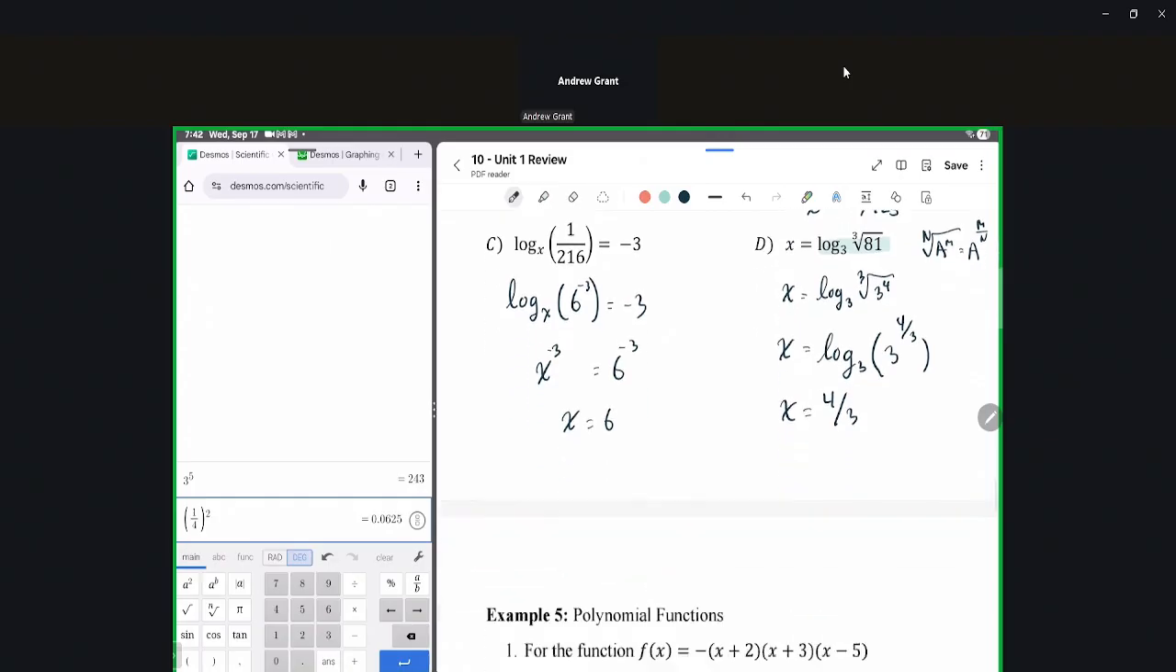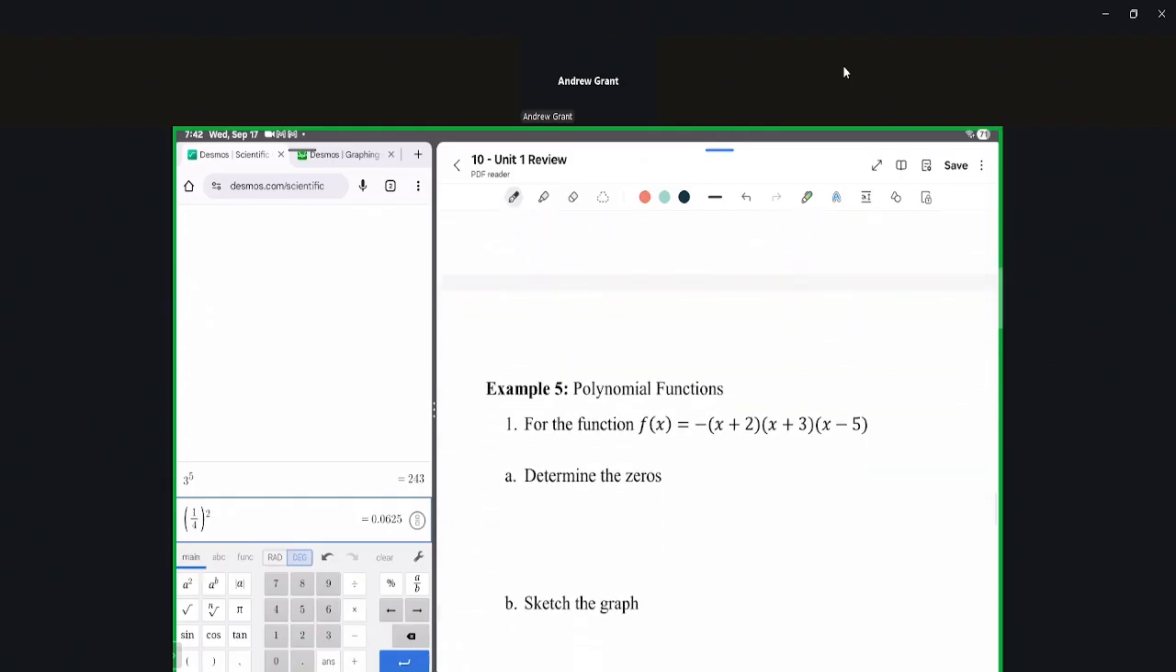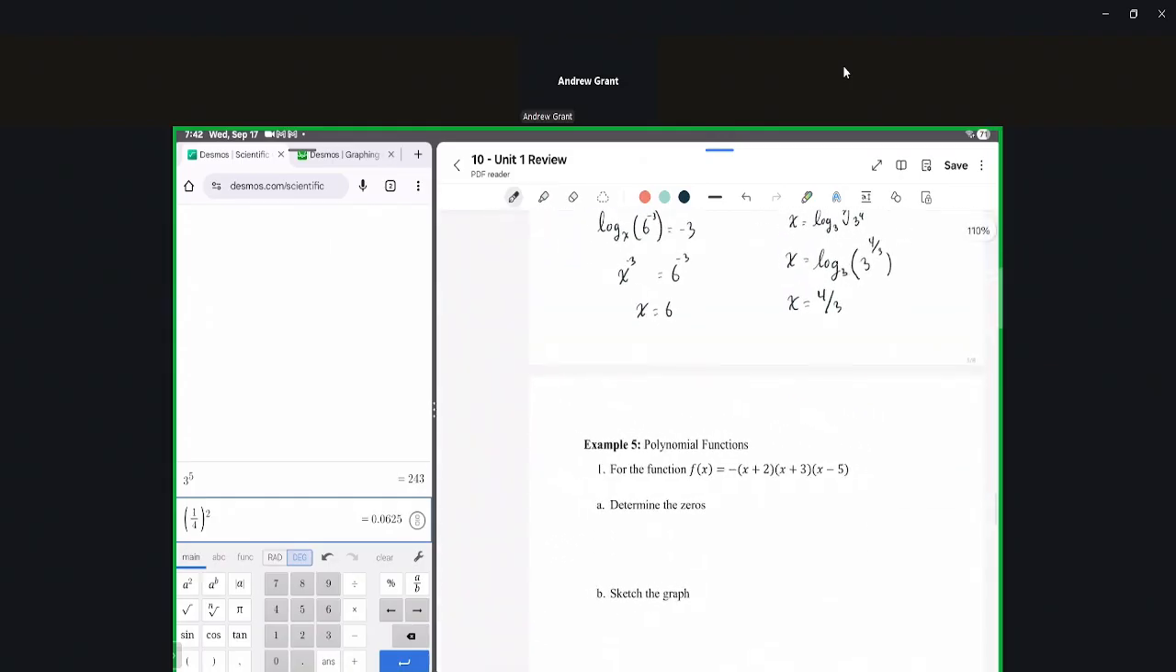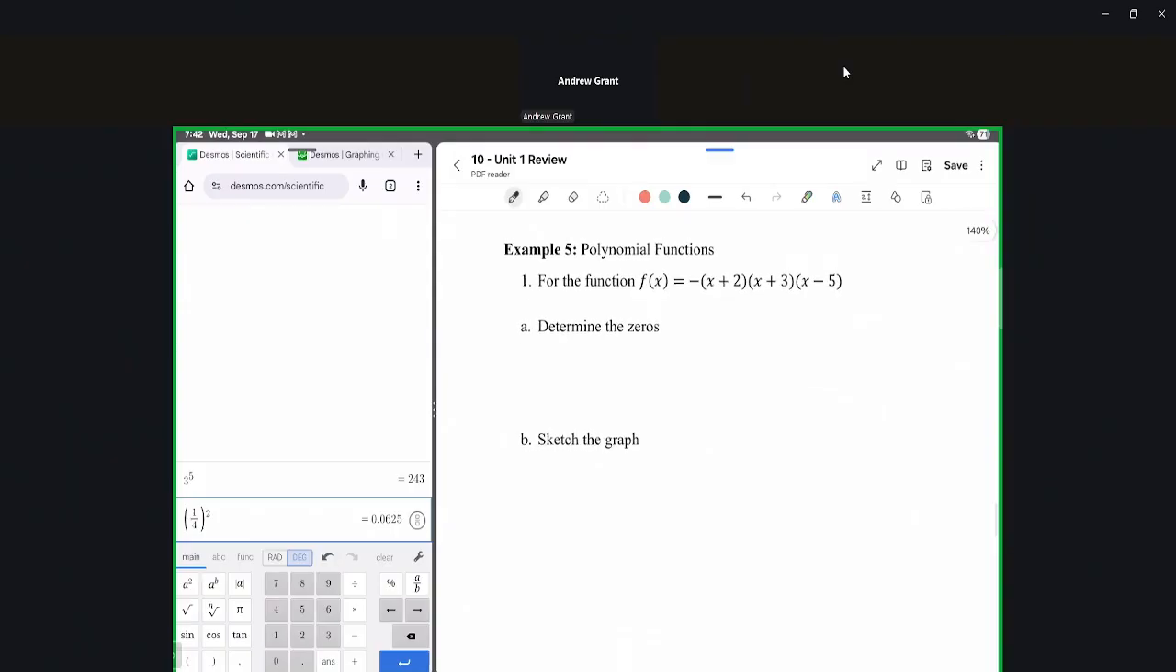Okay, let's continue on. And what do we have? So we have 3 pages left, I believe. So let's have a look. Okay, example 5. So these were the lessons that we studied in the lesson of last time. So for the function f of x is equal to negative times x plus 2 times x plus 3 times x minus 5, it wants us to determine the zeros. So the zeros, or the x-intercepts if you prefer, will be -2, -3, and 5.